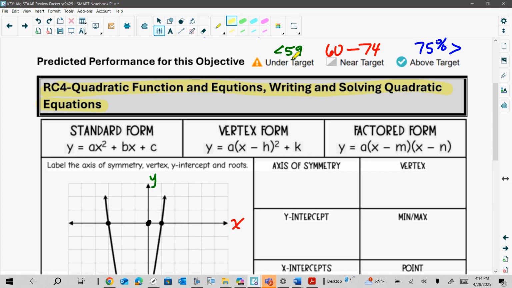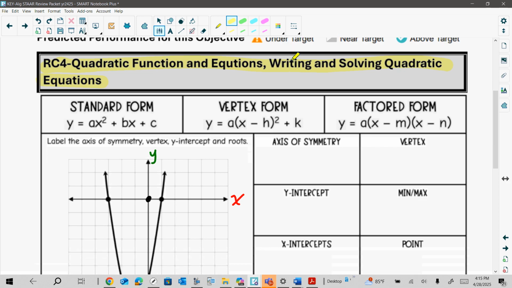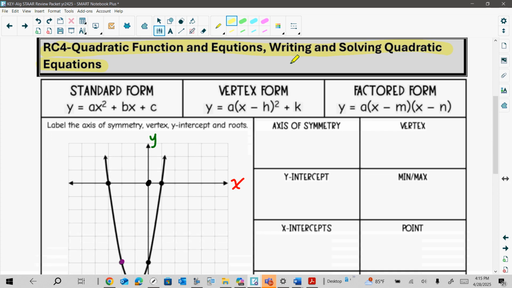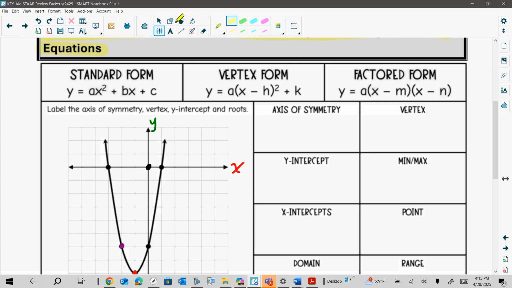One of the key things for this section is making sure you know the different forms. This is an example of standard form. In standard form, it's y equals, and we want it to equal 0, so we substitute 0 for the y here. We need to know the parts: your a, your b, your c. A is the coefficient of the x squared, b is the coefficient of x, and c is your constant.